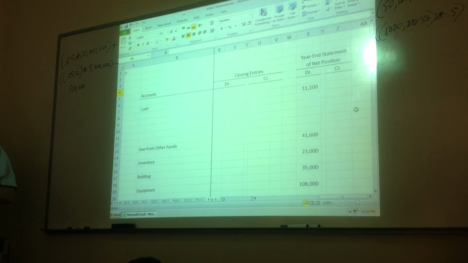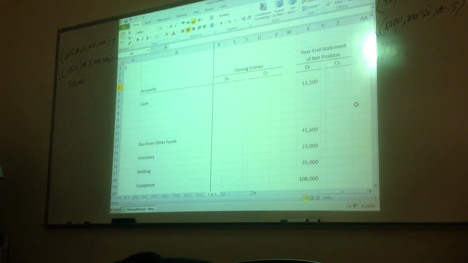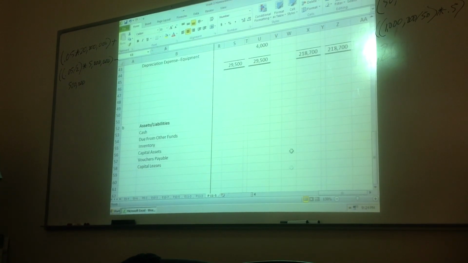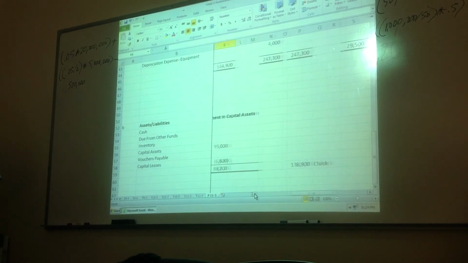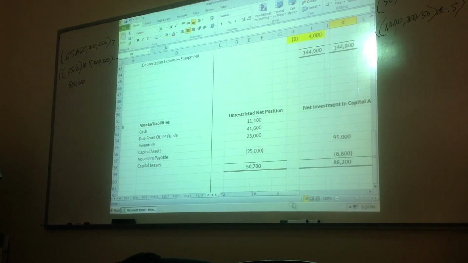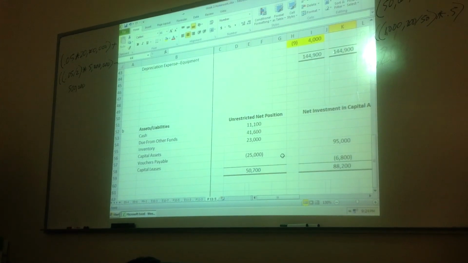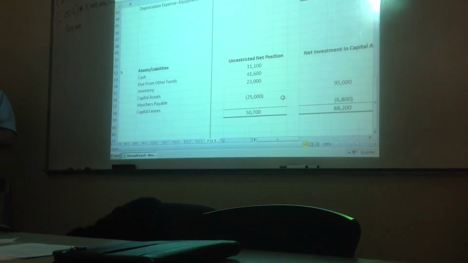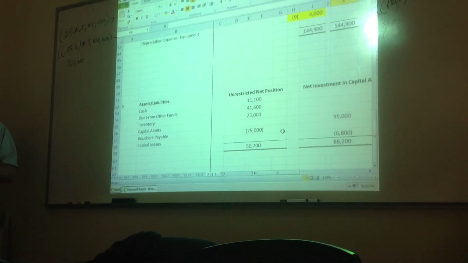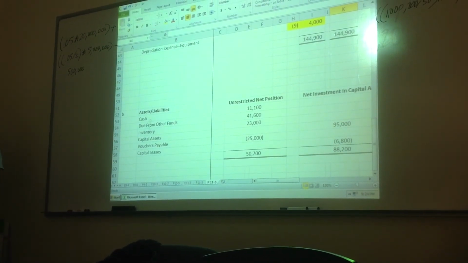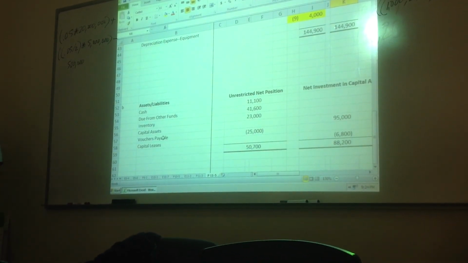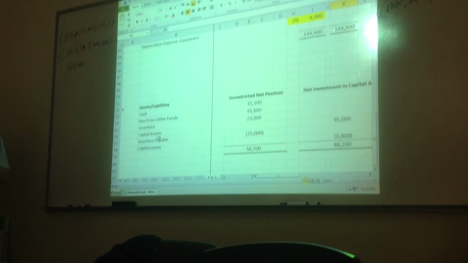Any other questions? Part B headers. Yeah, it's the same as the other. Okay. So once you get it, I would just copy it. And adjust, you know, if there's an asset or liability that goes in this one that doesn't go in the other one, you know, you adjust.